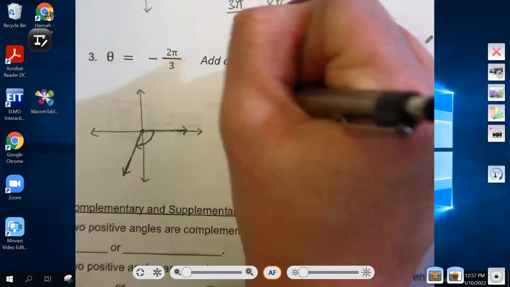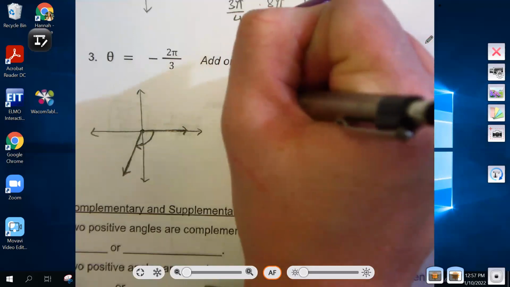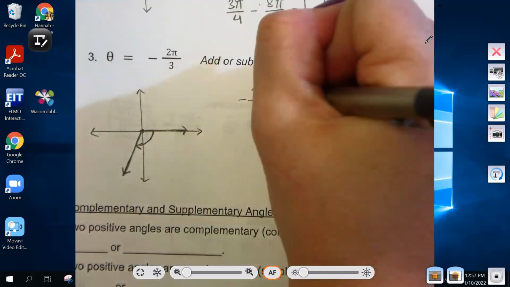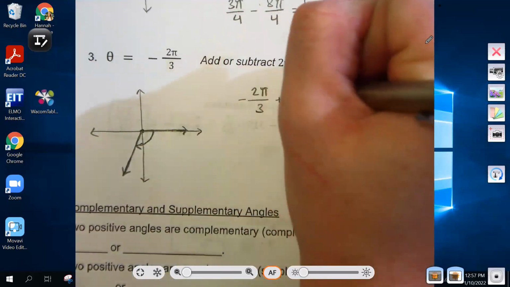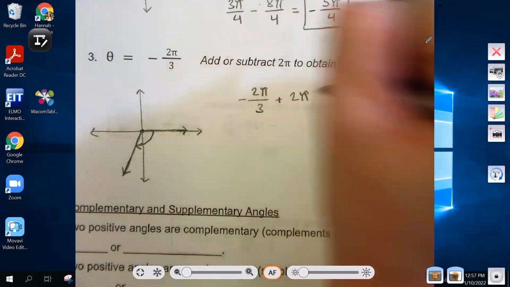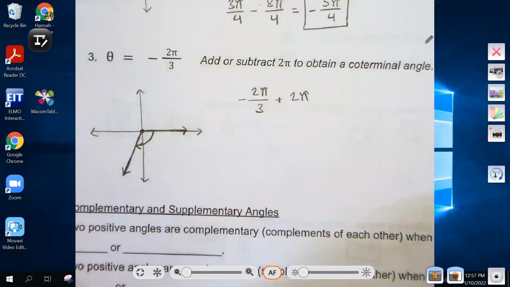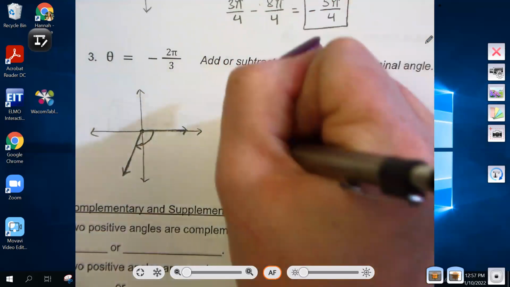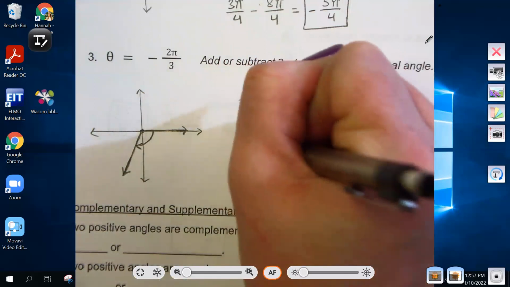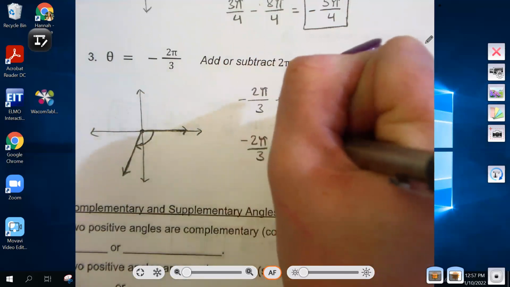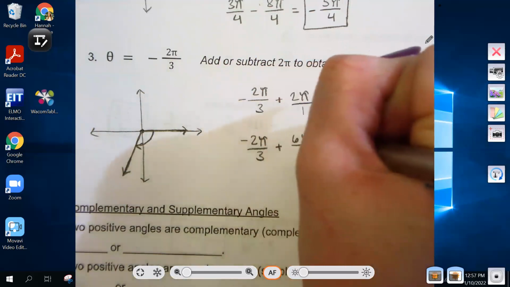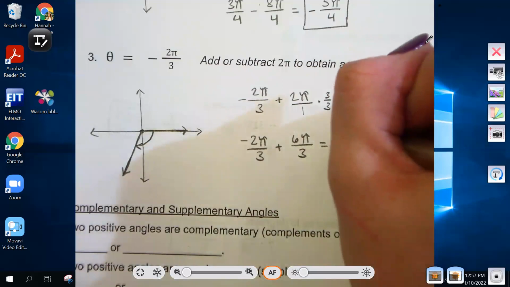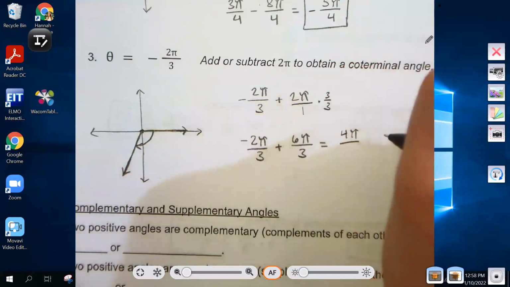But it doesn't really matter whether the angle starts as positive or negative. We still do the same thing to get the coterminal angles. So let's add 2 pi. Good. So we need to multiply by 3 over 3 to get the same denominator. So we got negative 2 pi over 3 plus 6 pi over 3. We get 4 pi over 3.